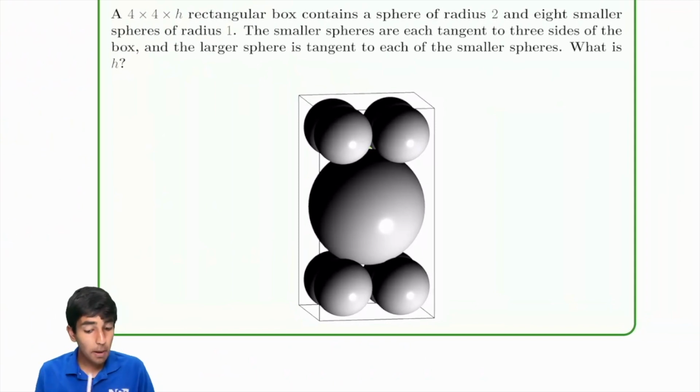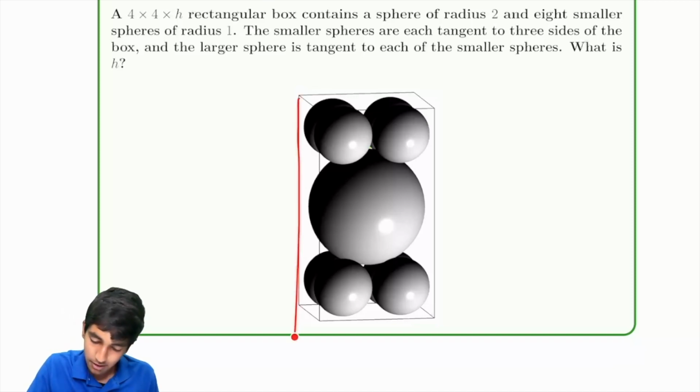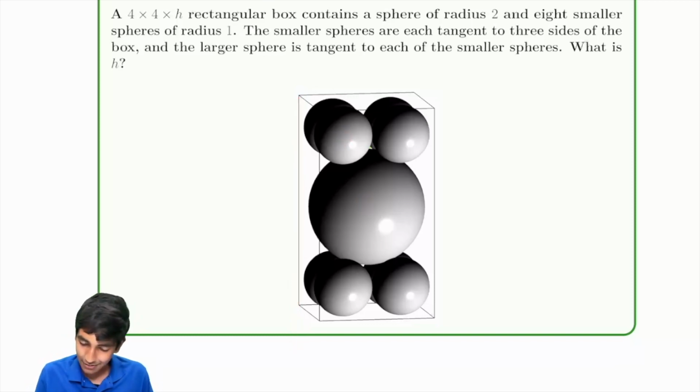A 4 by 4 by 8 rectangular box contains a sphere of radius 2 and 8 smaller spheres of radius 1. Smaller spheres are each tangent to 3 sides of the box. The larger sphere is tangent to each of the smaller spheres. What is the height? So many spheres here. 9 spheres. That's a lot to deal with. It's very tricky to deal with the 3D geometry problem, just working it, trying to visualize everything in 3D.